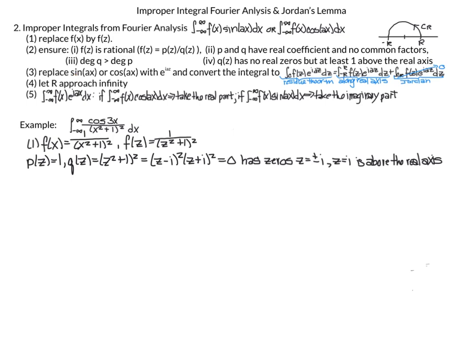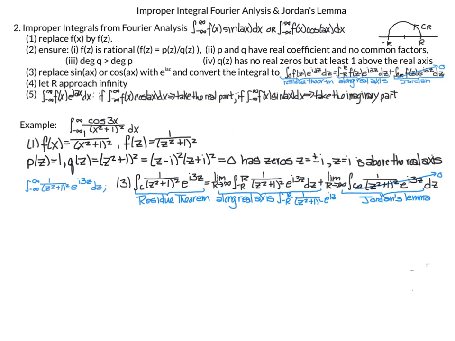Now we want to replace sine of ax or cosine of ax with e to the i az and convert our integral. So in my original integral I replace the cosine with e to the i az. In this case, a is equal to 3, so I have 1 over z squared plus 1 squared times e to the i 3z dz. I'm going to move this over to make room. Here we have our integral along the real number line, but now we want to write out this integral over our whole closed curve.